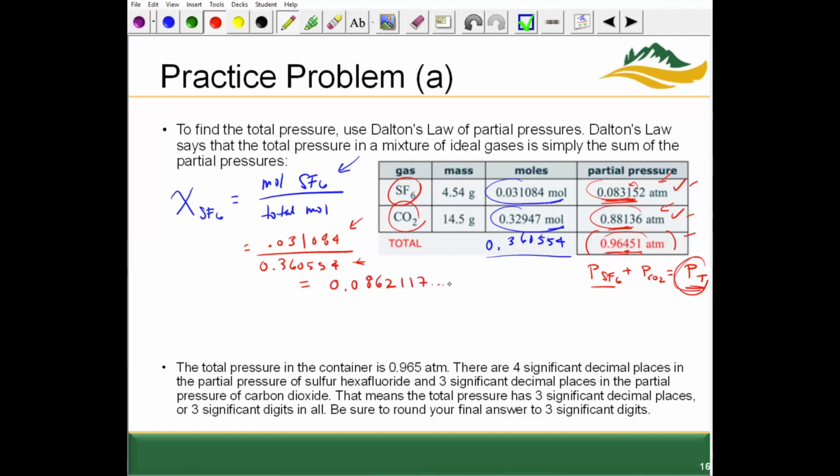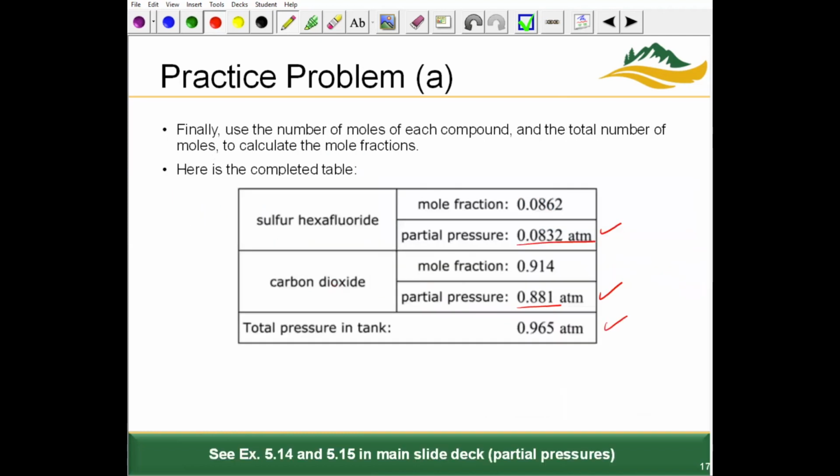So this many moles of sulfur hexafluoride divided by the total number of moles comes out to 0.0862117, etc. We only want 3 sig figs, so this mole fraction for sulfur hexafluoride is 0.0862, right? So that's our mole fraction. We're taking moles divided by moles technically, so this mole fraction has no units. For sulfur hexafluoride, we just calculated that to check. Yes, that is our mole fraction. Notice again, no units are needed for mole fractions.